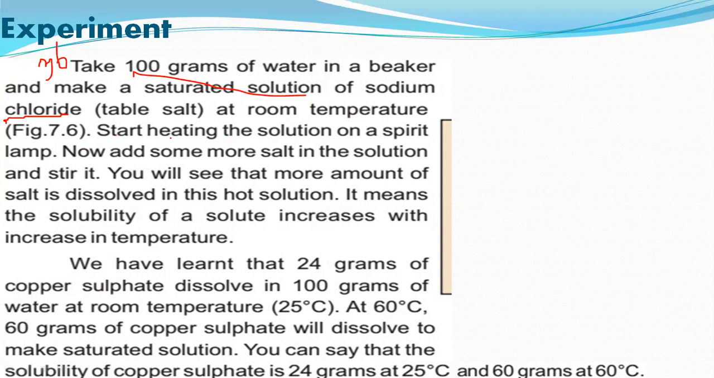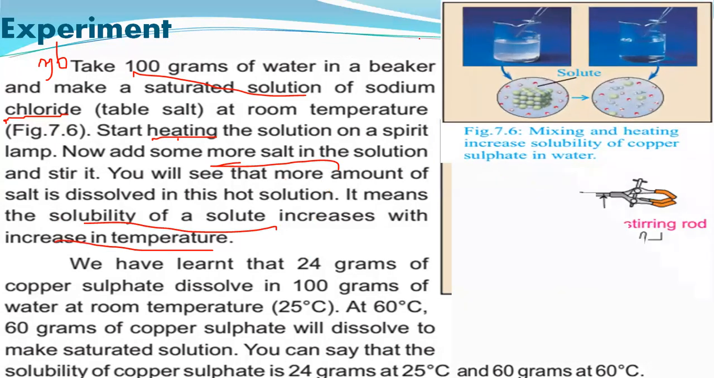So start heating and heating it. So what will happen? Before heating, that was saturated solution at room temperature, but now when we increase the heat of the solution, so what will happen? More salt will be added to make the saturated solution on that specific temperature. It means that when we increase the temperature, solubility of the solute will be increasing. Yes, so more solute will be dissolved in that substance, in the solvent.